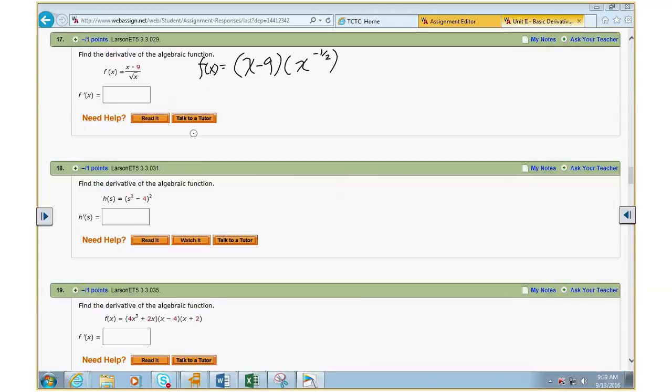Or I'm going to write that as a radical. The denominator x to the 1/2 times numerator prime, minus the numerator times the denominator prime, all over denominator squared, which would be what?